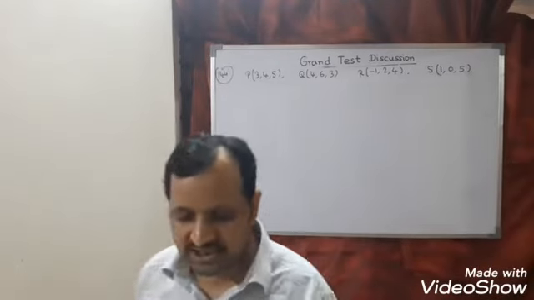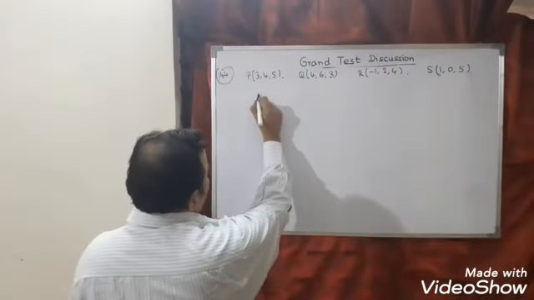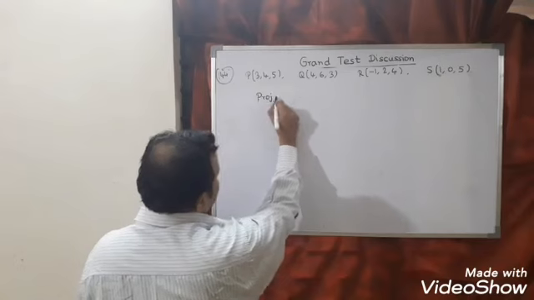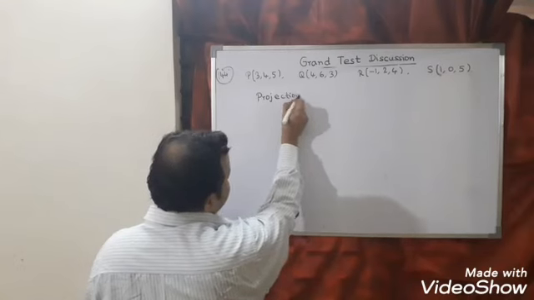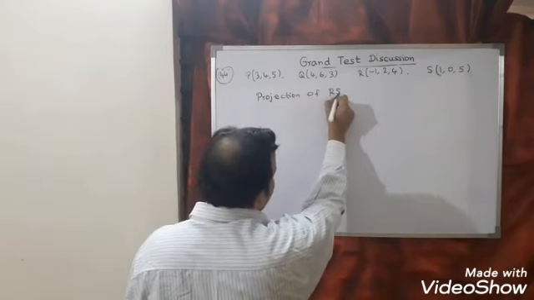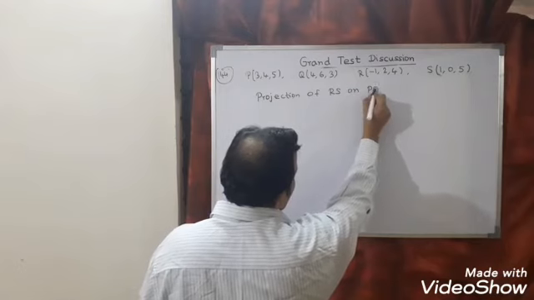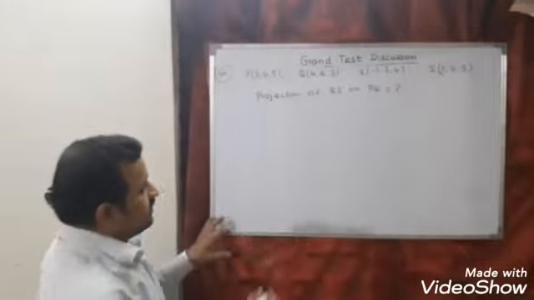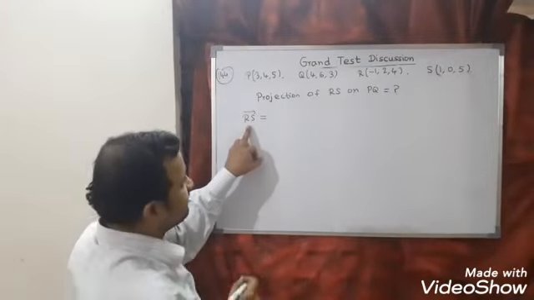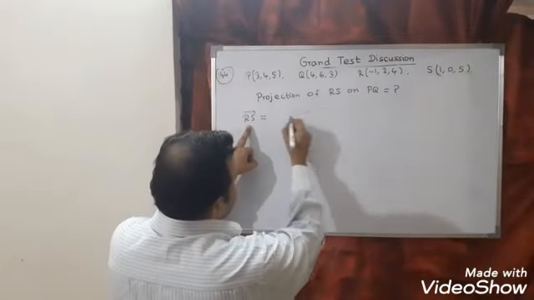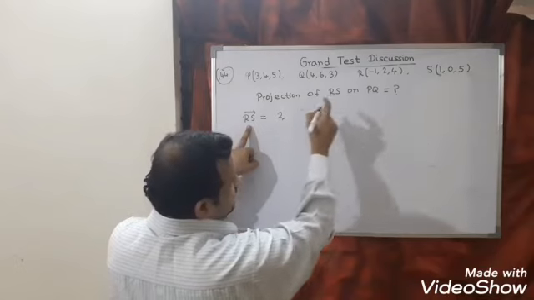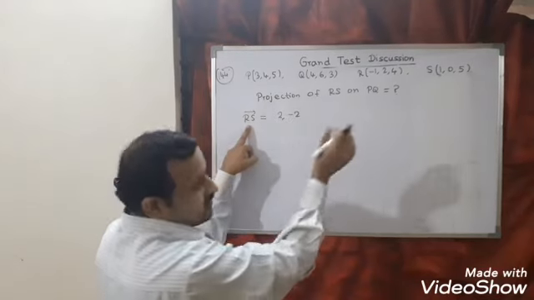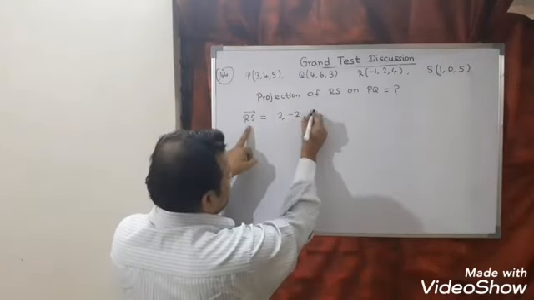Question is the projection of RS on PQ is equal to what? That is the question. So first we have to find RS. RS is nothing but second vector minus first vector. Calculate. So 1 plus 1, 2 will come. 0 minus 2 will come. 5 minus 4, 1 will come.